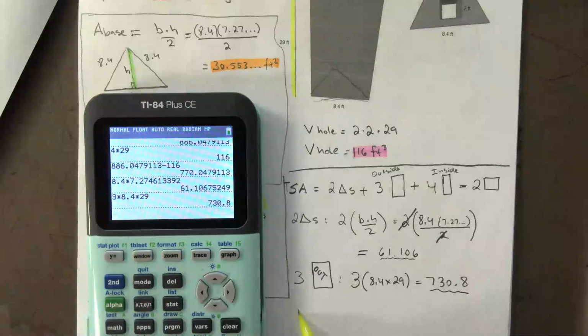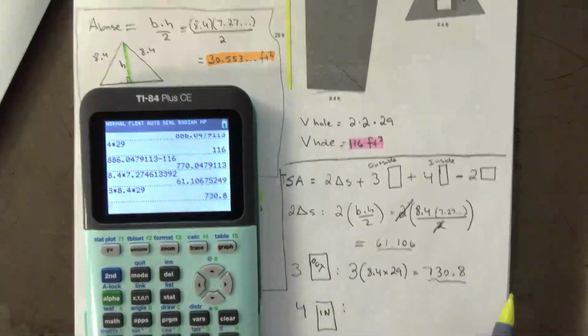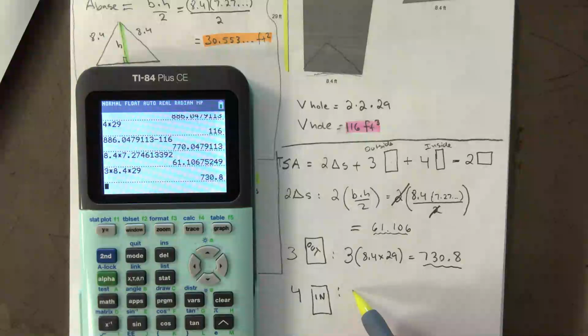Then you've got the 4 inside rectangles. This is in. Okay. And those measure, there's 4 of them. And each of the pieces measures what?